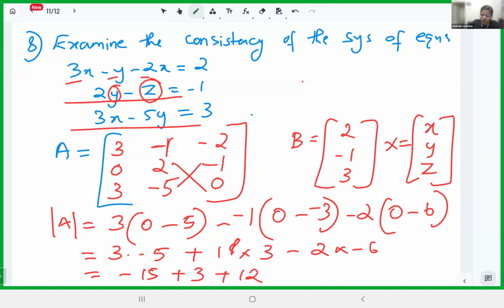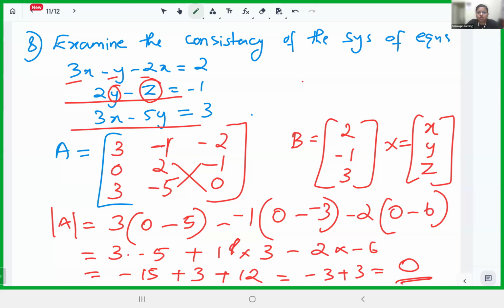So minus 15 plus 12 is equal to minus 3. That is minus 3 plus 3, which means it is equal to 0. So the determinant is equal to 0. So we can definitely say that it doesn't have a unique solution.